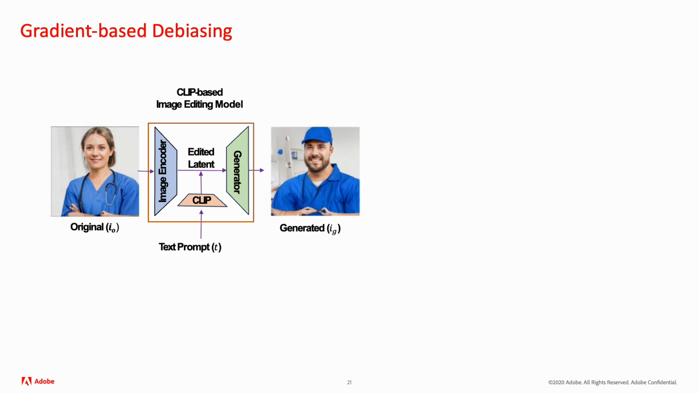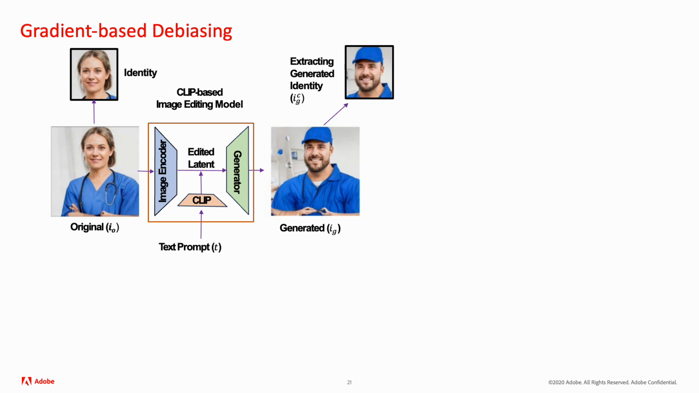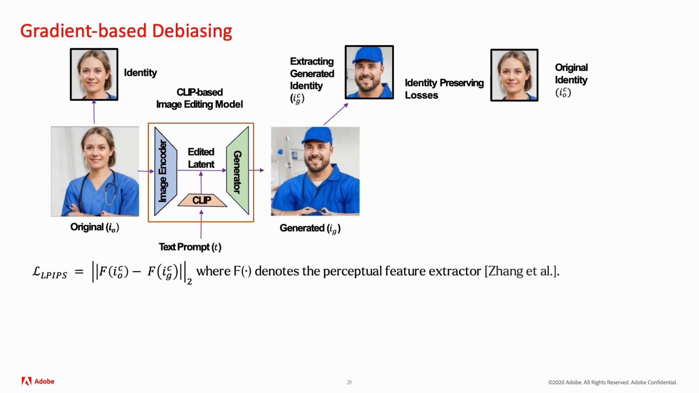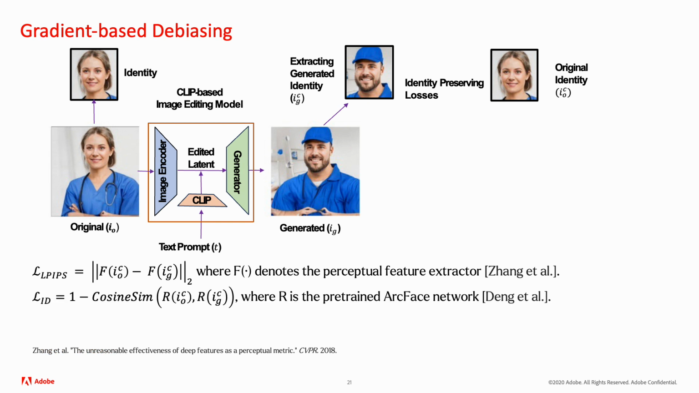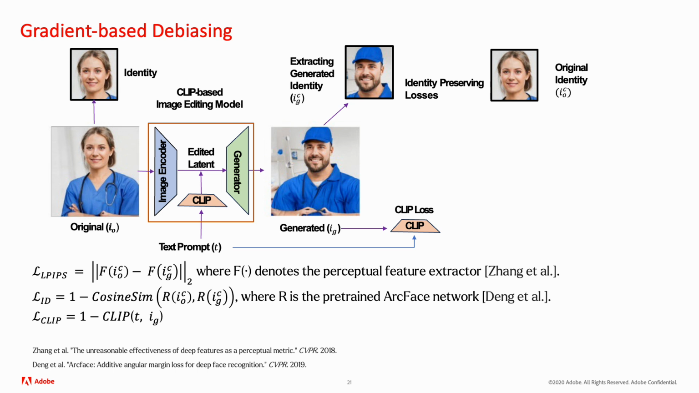In gradient-based debiasing, we first extract the identity from the original image and the generated image using any popular facial recognition model. Here we use dlib. Since we have both identities, we can apply identity-preserving losses, for example LPIPS, which captures the semantic similarity, or ID, which captures the identity loss. And we also apply CLIP losses, which capture the text similarity, or in other words, the relevancy of the edited image to the given text prompt.